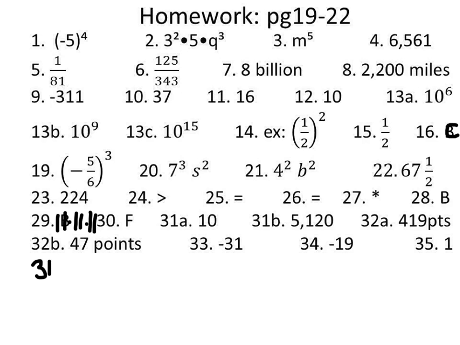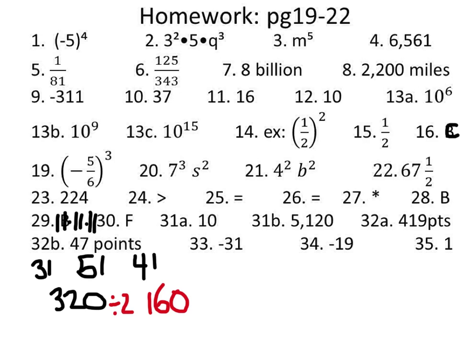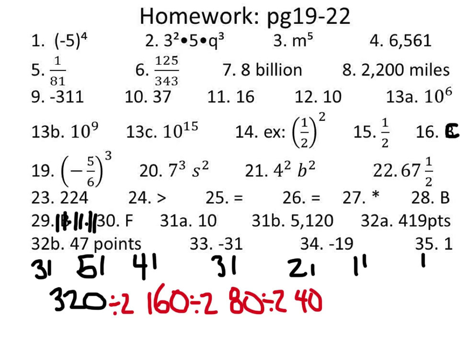So this is 31A. On day 1, how many ants do we want to know. But it says on day 51 there were 320 ants. So if we take away 10 days, then it would be at 41. We just divide this by 2. So it's 160. So the next is 31, 21, 11, and 1. Well, 160 divided by 2 is 80. Divided by 2 is 40. Divided by 2 is 20. Divided by 2 is 10. 10 ants on day 1.